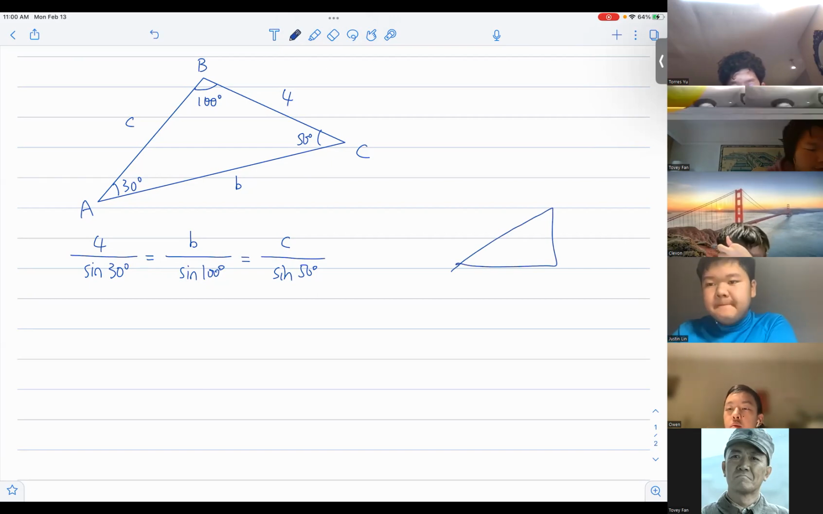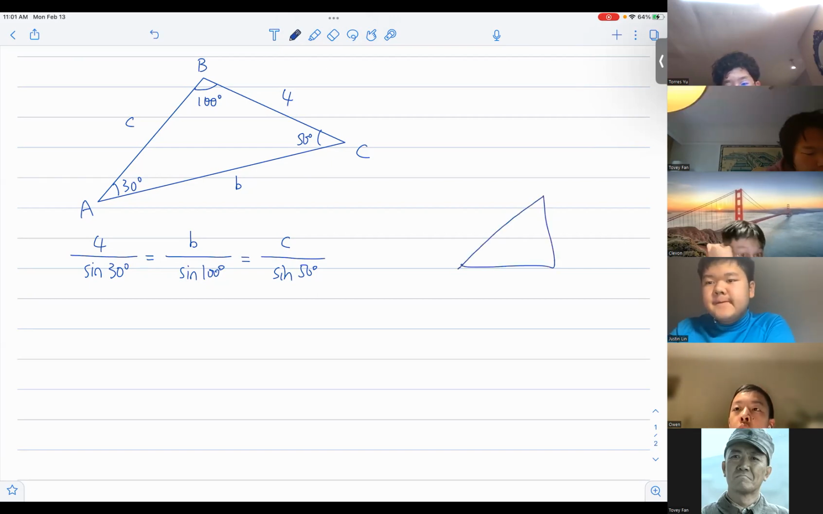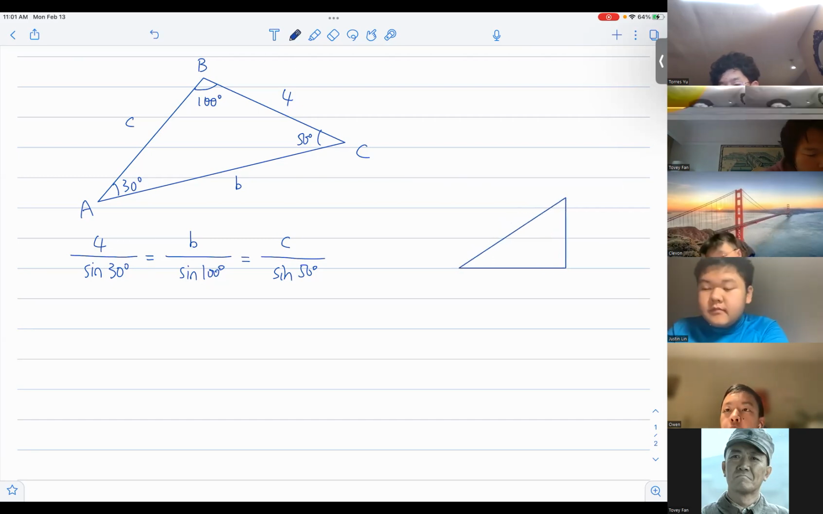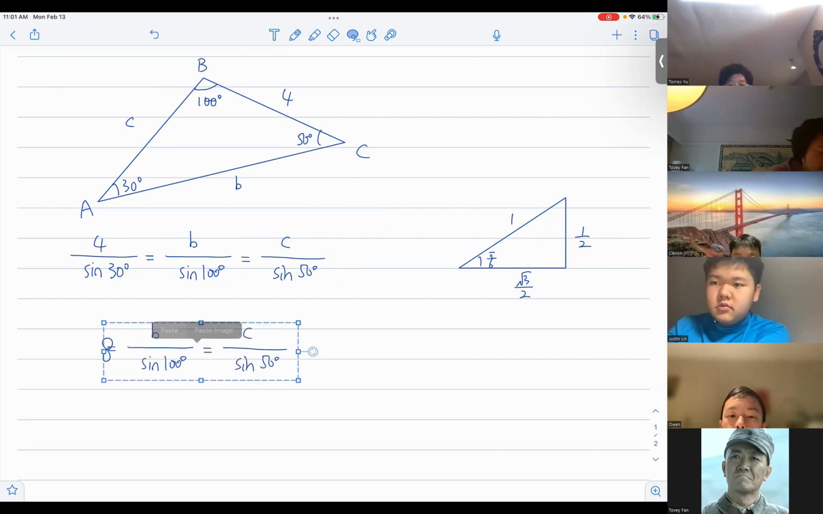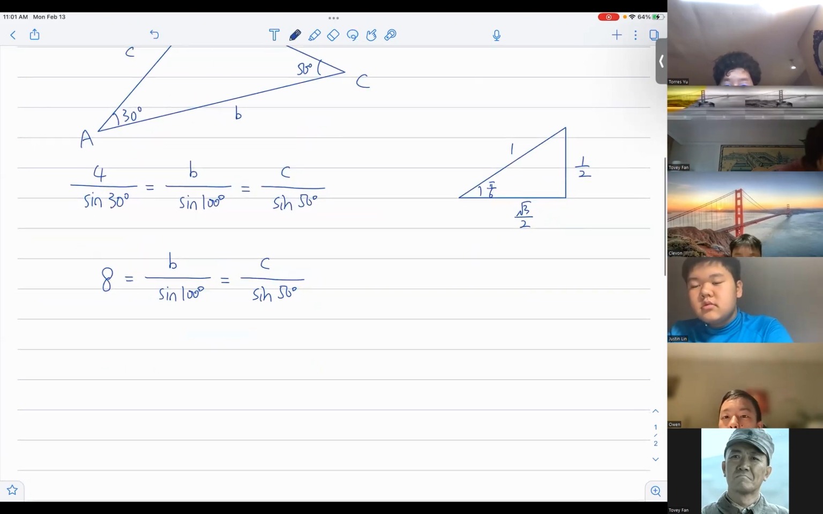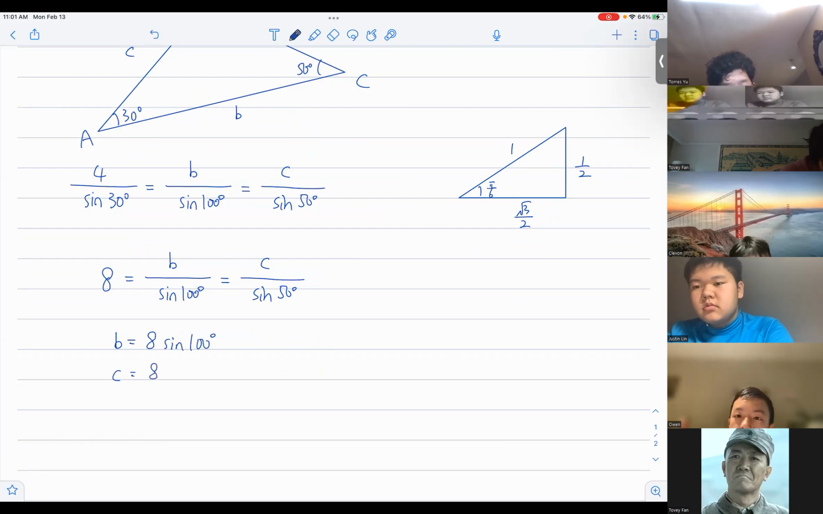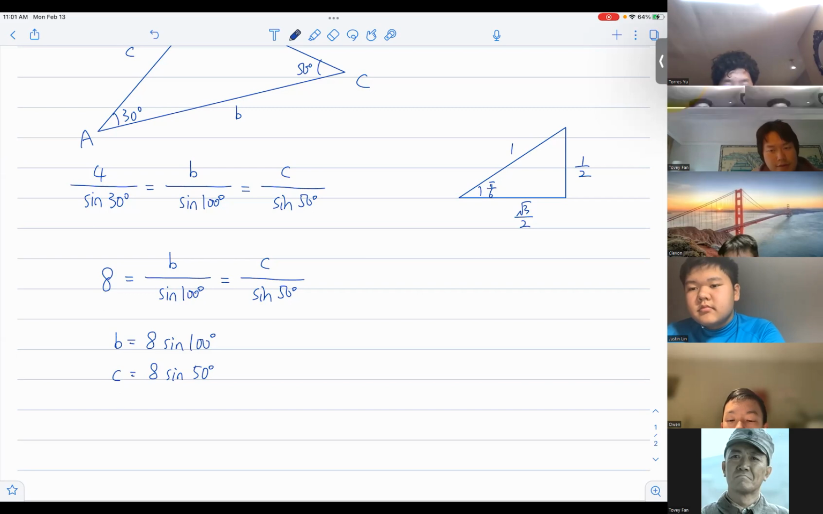It's this special right triangle. Let's review it again. Special right triangle, like this, 30 degrees or pi over 6. It's 1/2. This is 1. This is √3/2. So sine 30 degrees, sine pi over 6, is 1/2. So 4 divided by 1/2 is 4 times 2, so 8. Okay, and 8 equals both of these. And you can just solve for b and c. So b will be 8 times sine 100 degrees. c is 8 times sine 50 degrees. And use a calculator for these, since they are not special values, right? So use a calculator.